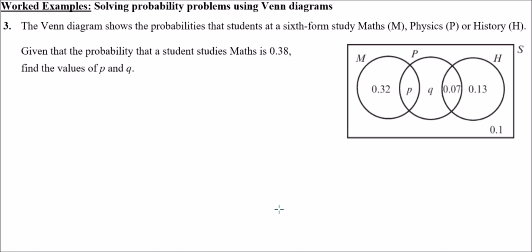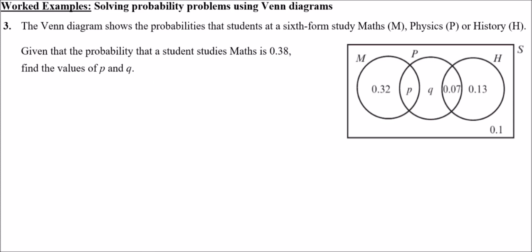Finally, to finish off, we've got worked example 3. So it says here we have a Venn diagram showing the probability that students at sixth form study maths or physics or history. So it says given the probability that a student studies maths is 0.38, work out P and Q.